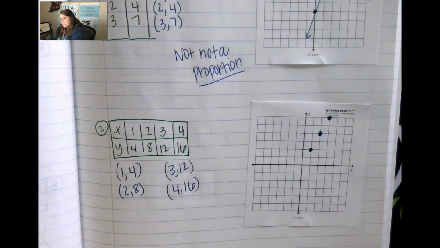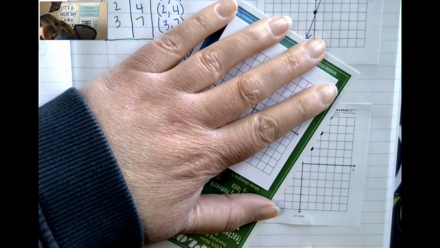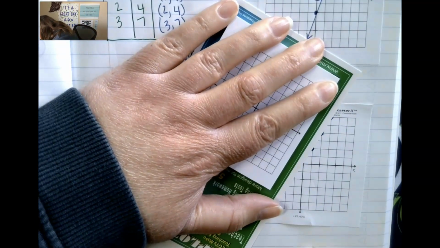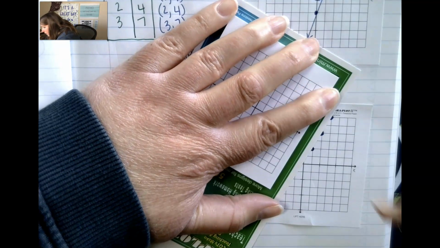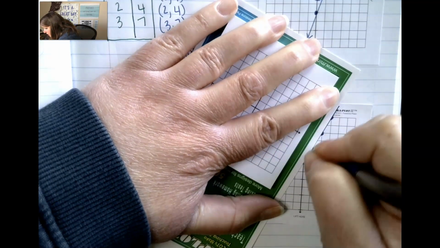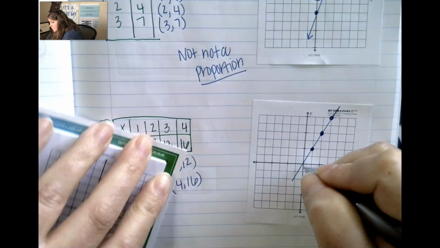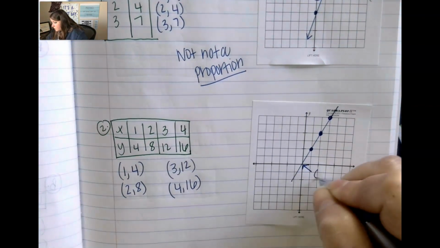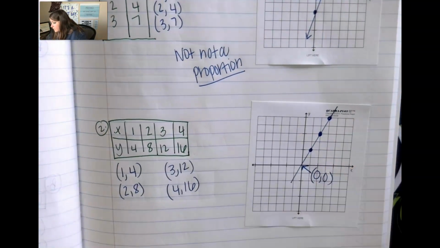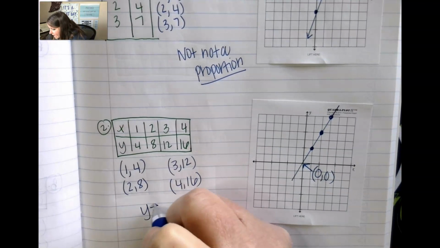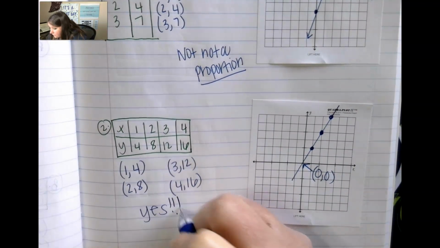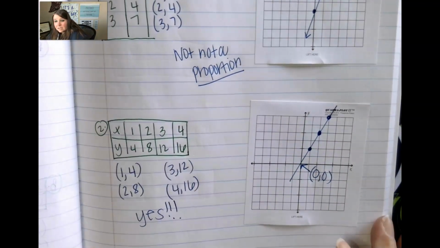Now I'm going to see, does this cross through 0, 0 if I were to keep going with this line? It does cross through 0, 0. There's 0, 0 right there. So this one is yes. It does form a proportion because it crosses right through 0, 0.